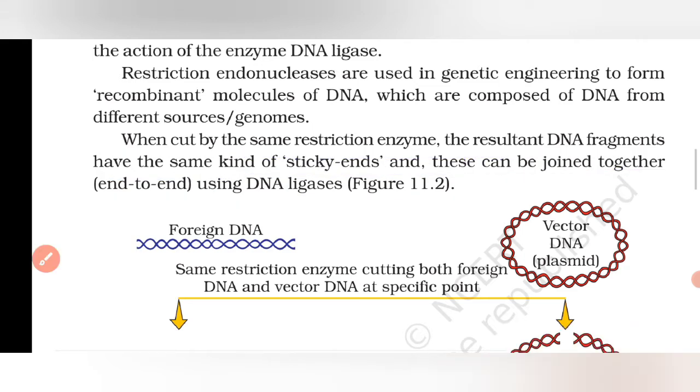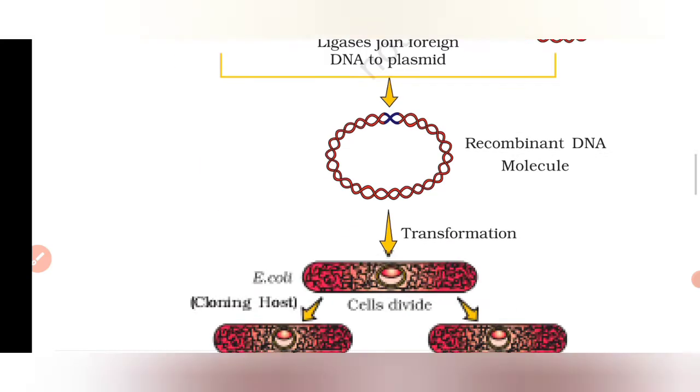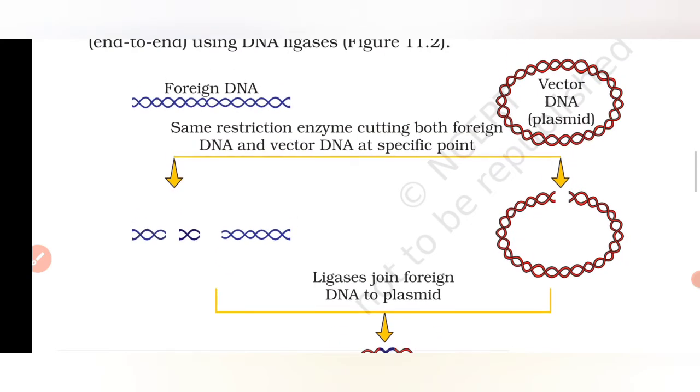If they are not similar, then you will not be able to join them using the DNA ligase. They should be similar or complementary to each other, and then only you can join them end to end using the DNA ligase. So they have shown here diagrammatically.